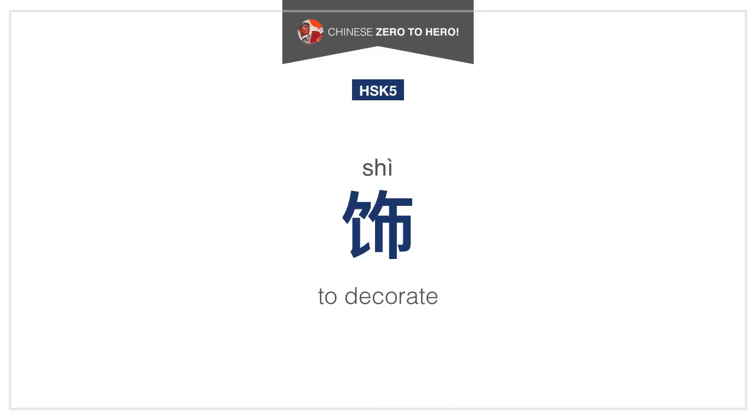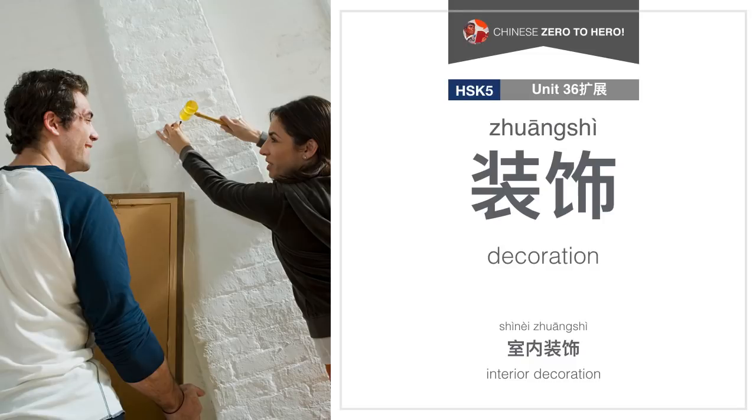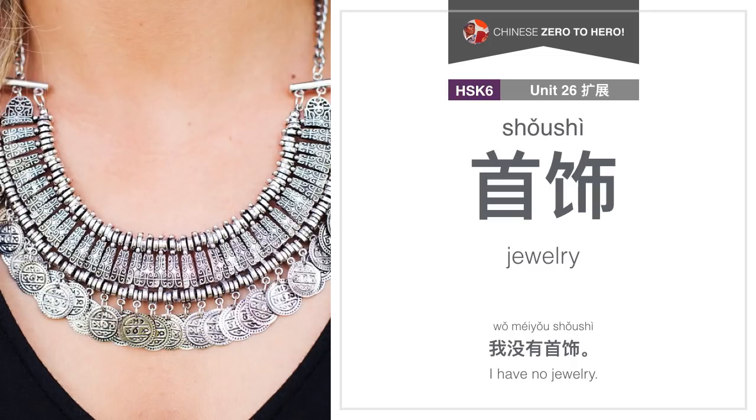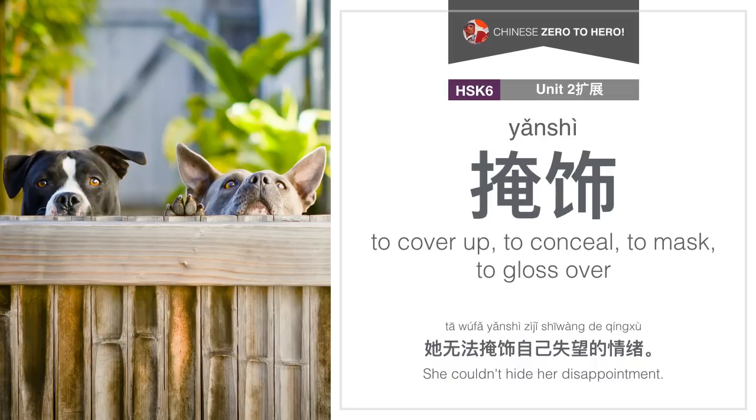And 饰 written like this means to decorate. In HSK 5, we learned 装饰, meaning decoration. 室内装饰, interior decoration. And in HSK 6, we learned the word 首饰, meaning jewelry. 我没有首饰, I have no jewelry. And in HSK 6, we also learned the word 掩饰, meaning to cover up, to conceal, to mask, or to gloss over. 她无法掩饰自己失望的情绪. She couldn't hide her disappointment.